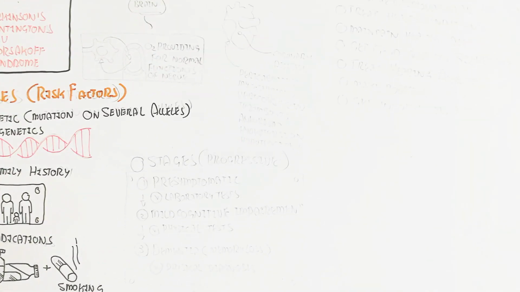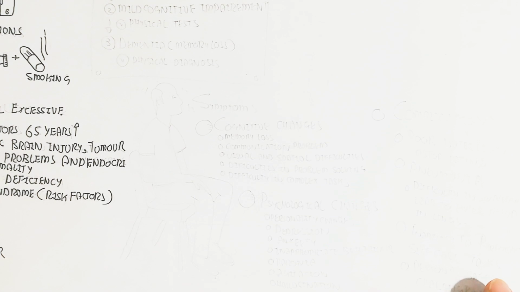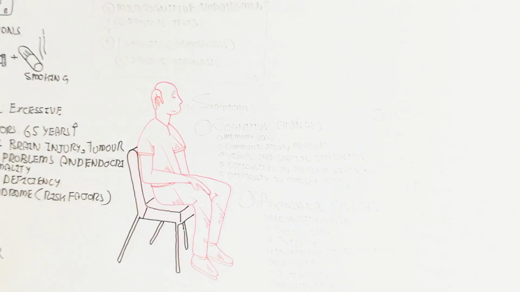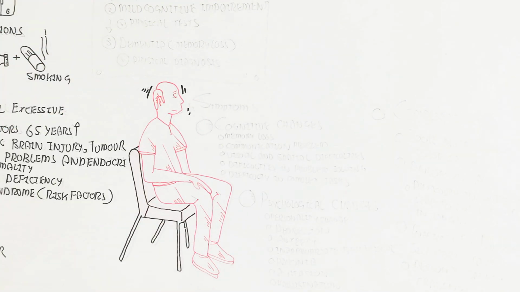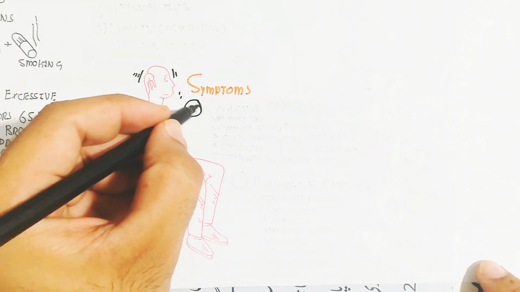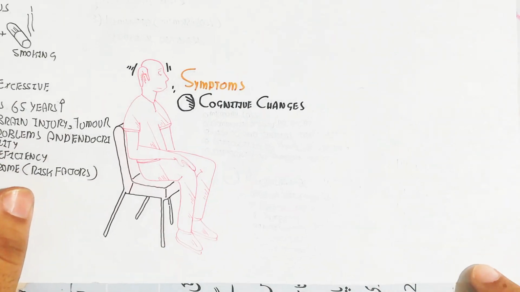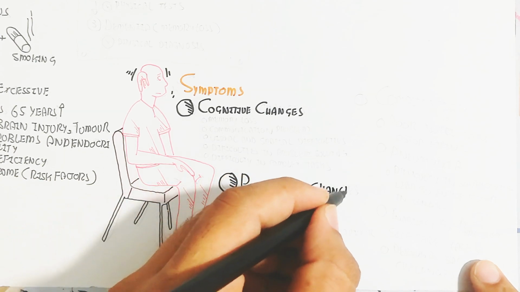Anyhow, let's understand about the symptoms of dementia. It can be of two types. We can categorize dementia into two types: cognitive changes and psychological changes. The cognitive changes mean the remembering process, thinking, and memory.